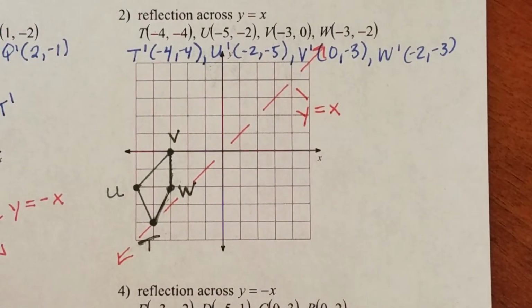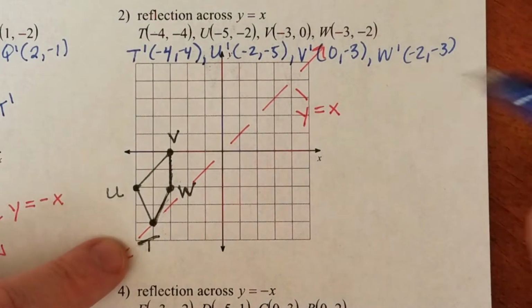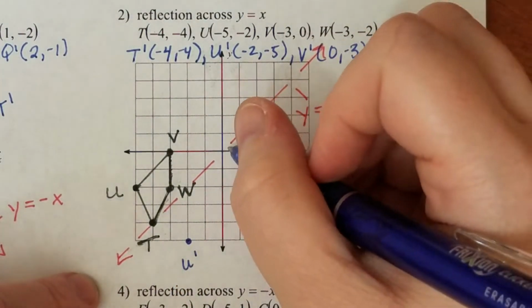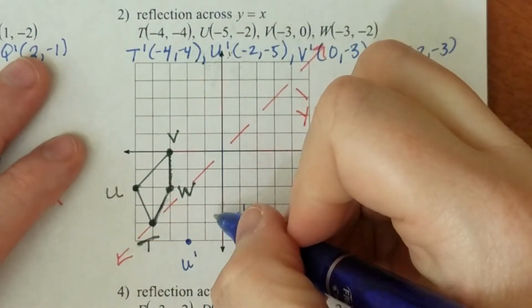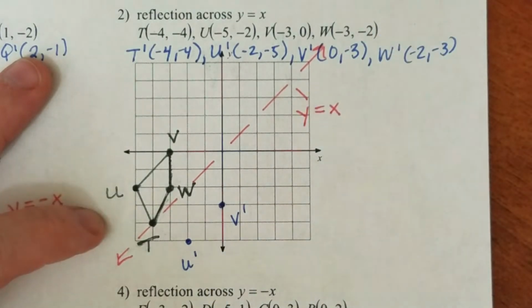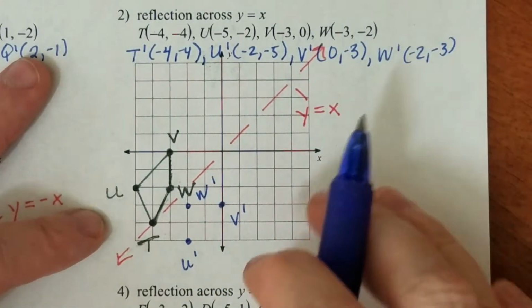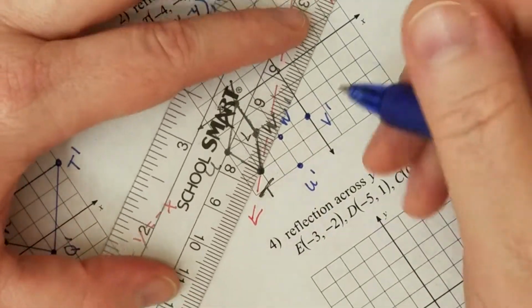And now I'm going to go ahead and plot the points and verify that I did it correctly. So -4, -4 is going to stay because that point lies on the line of symmetry, or the line that we're reflecting across. Then we have -2, -5 for U prime, 0, -3 for V prime. It's a little messy. Let's fix that. -2, -3 for W prime. And if I go ahead and draw my picture, go ahead and just connect all the dots.